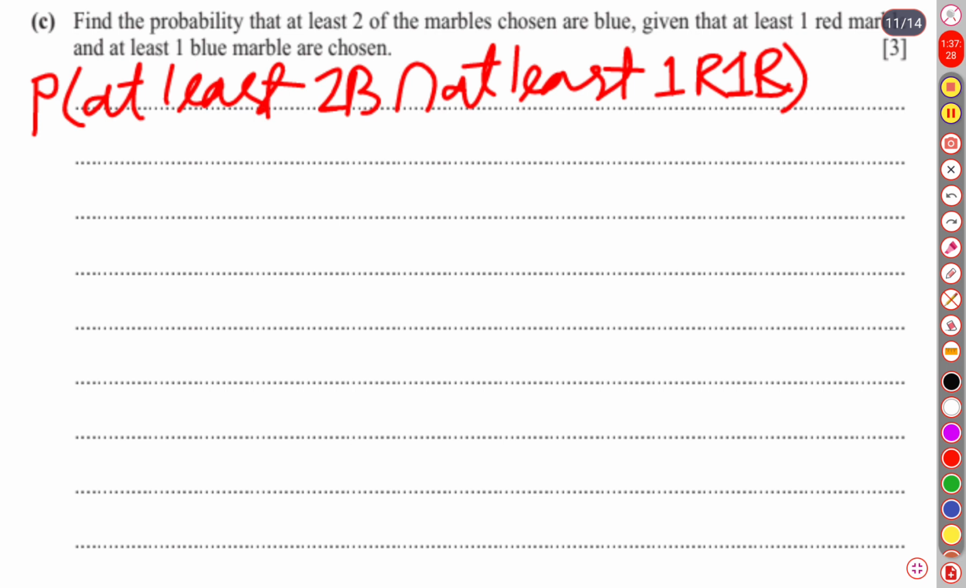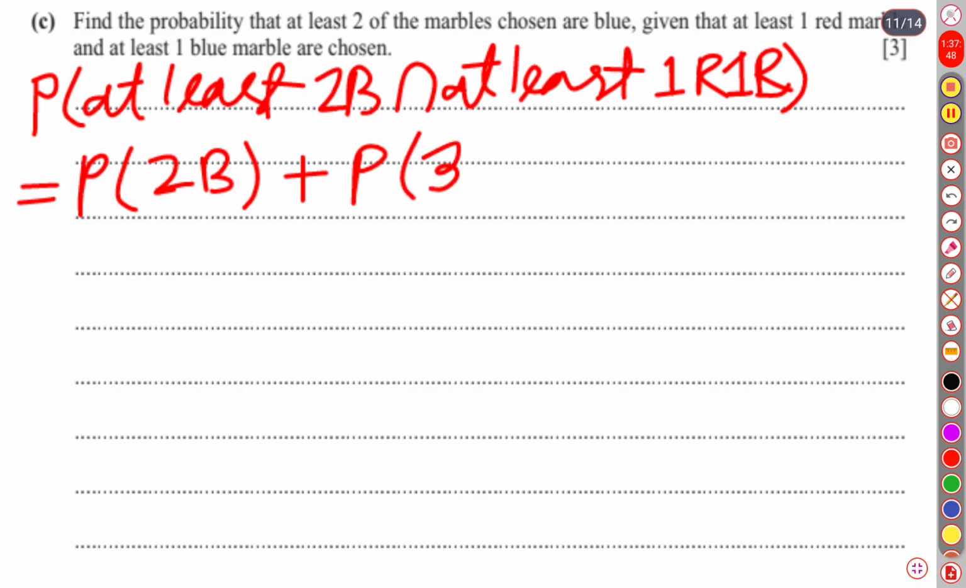That means at least two blue marbles. Here already there is one blue marble included. What are the possible cases? The possible cases are two blue marbles and two red marbles, or the probability of three blue marbles and one red marble.